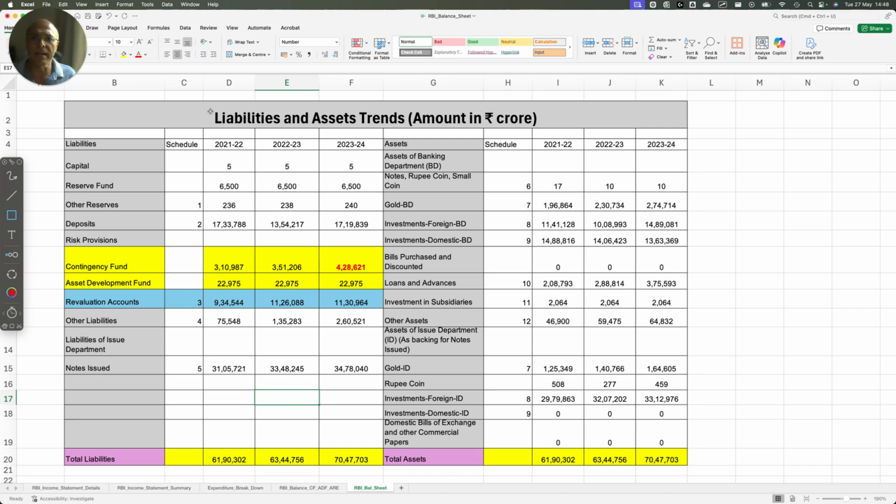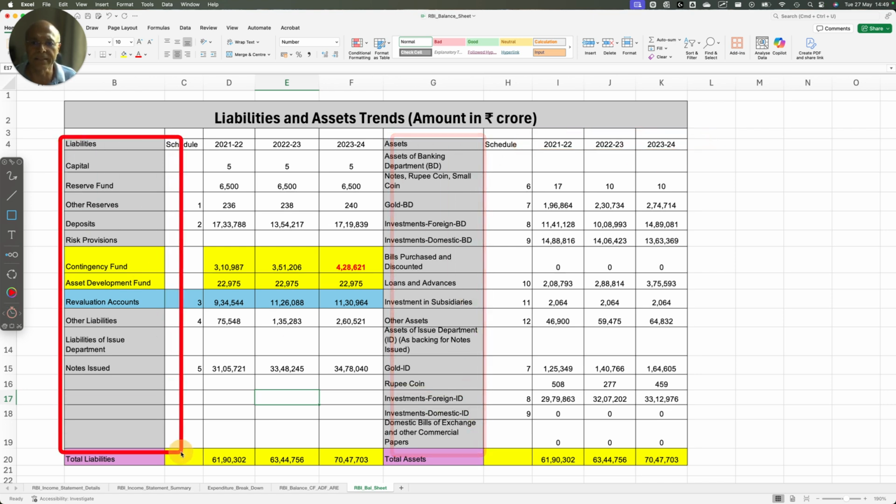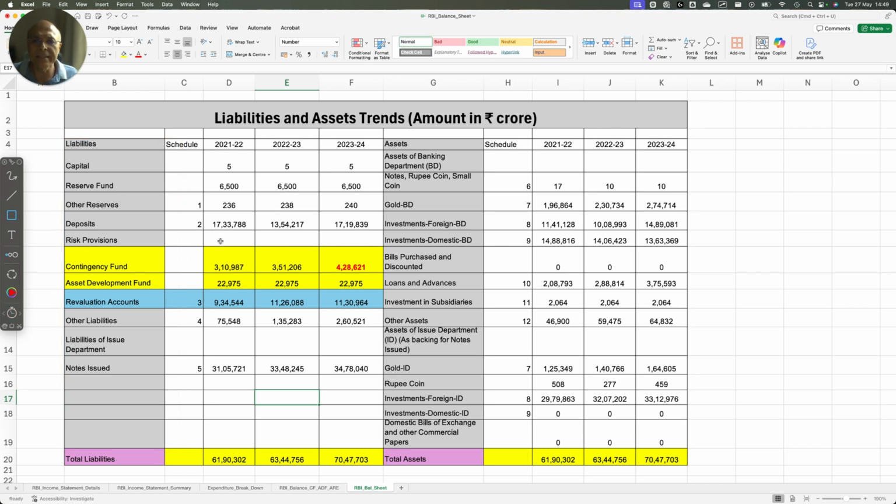So if you look at the balance sheet of RBI, I've just captured 3 years from the RBI annual statement, which is FY 22, 23, 24. Here also FY 21, 22, 23, because this is the asset side and this is the liability side, right? Now, if you look at this asset and liability side, I'm not going to discuss assets much. I'm going to focus on liabilities because the liability side has got capital, it has got the reserve fund, it has got other reserve deposits, and then the risk provisions. The risk provisions are captured on the liability side.